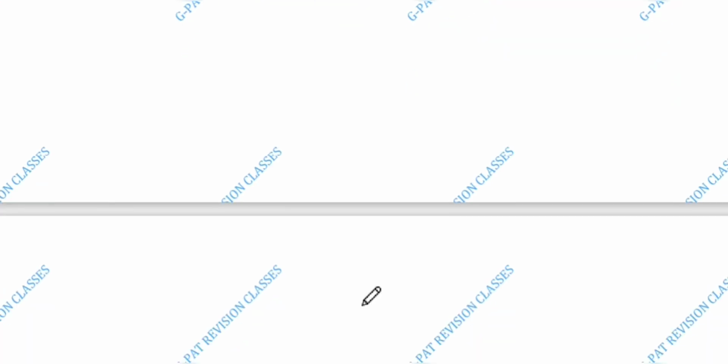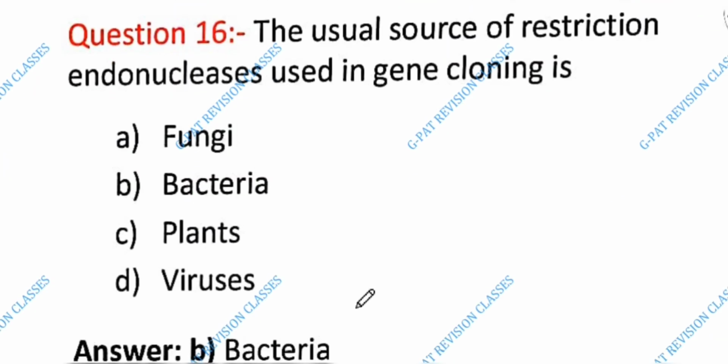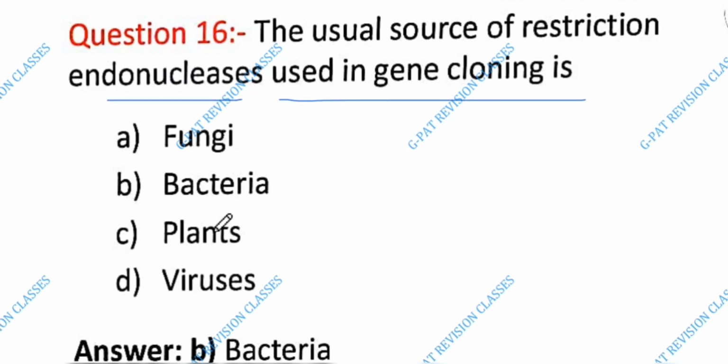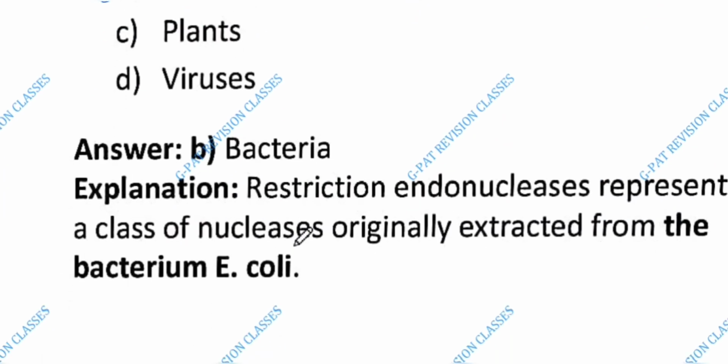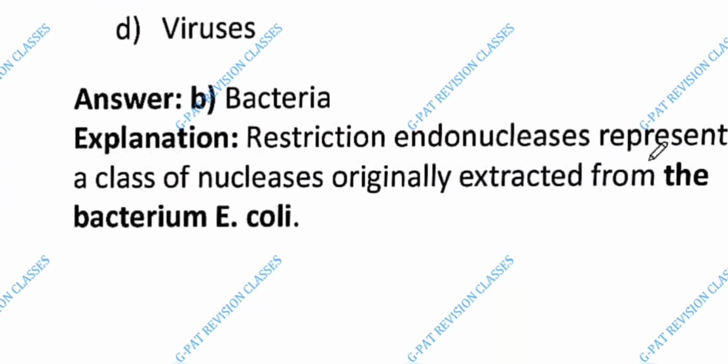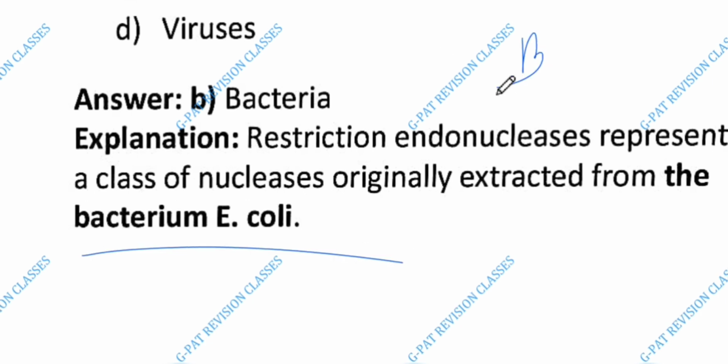Okay. Next is question number 16. The usual source of restriction endonuclease used in gene cloning is? The answer is B, bacteria. The explanation is: restriction endonucleases represent a class of enzymes originally extracted from the bacterium E. coli. The answer is B.